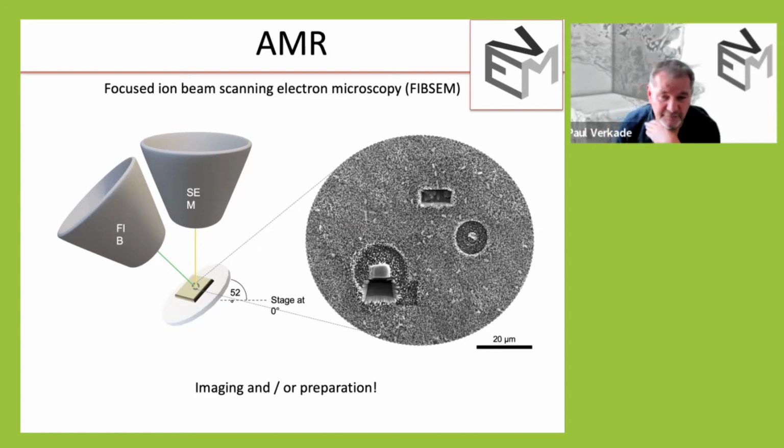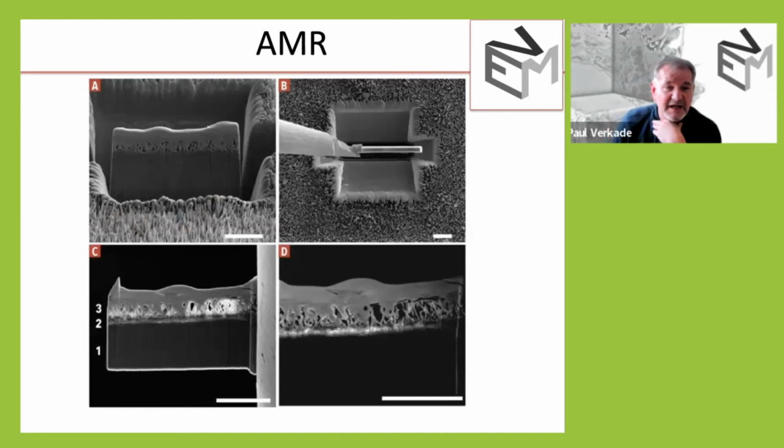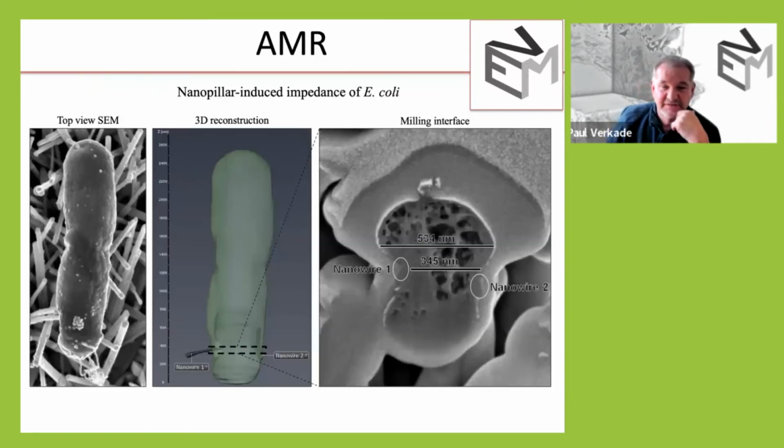But you can also use it for preparation. And that's the other thing we did: we used it to mill away most of the material behind and before an object of interest, and then did a lift out. Now, this is all done at room temperature, so it's not as difficult as, for instance, it would be making a cryo lamella. But we tried both. We used both ways, both the lamella lift out, but also the direct focused ion beam SEM imaging we used for this project.